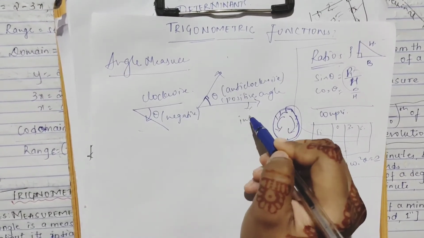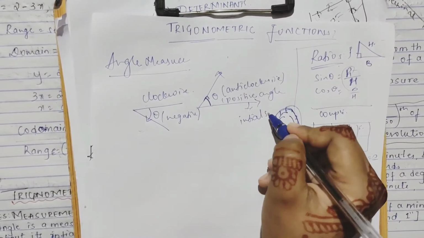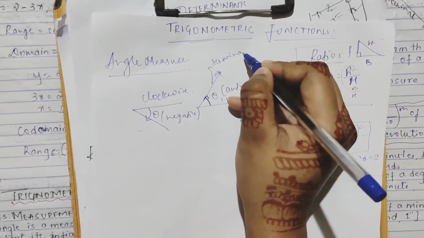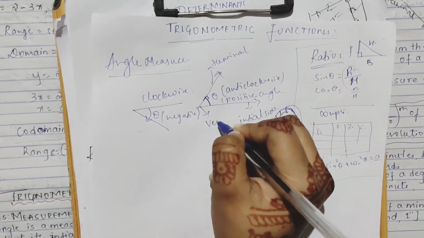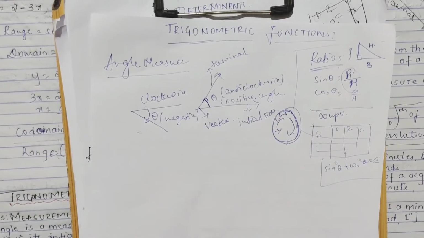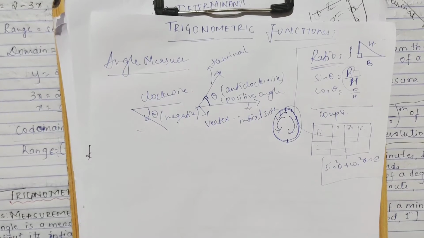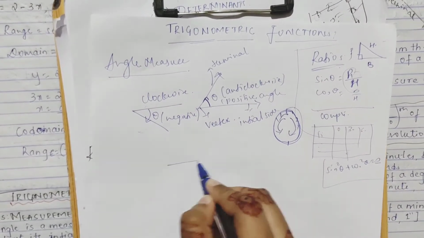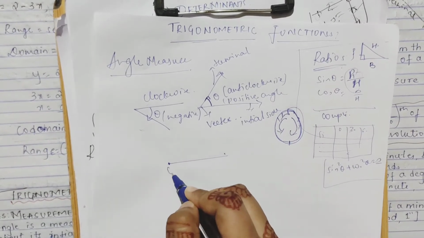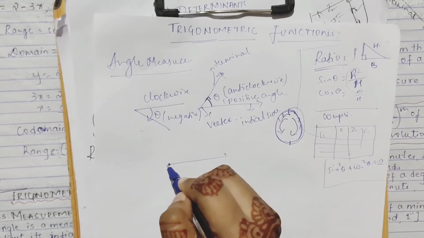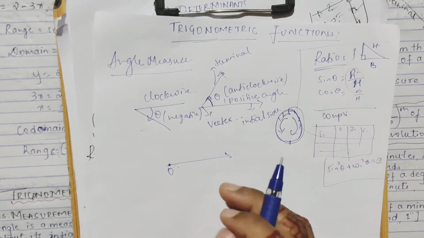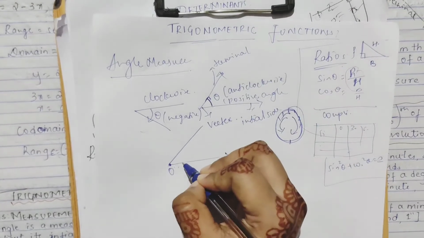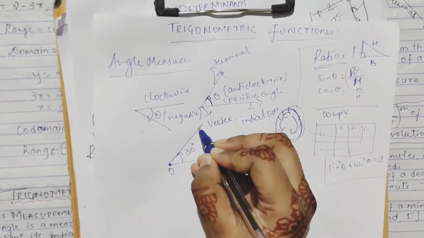This line we call the initial side or initial line. This line is called the terminal side, and this is our vertex. Now suppose I tell you to make 30 degree. This is your 0 degree line, you are considering it, keeping your protractor here. If you do this, whatever the unit, you will get till somewhere here. So this is your 30 degree, positive.